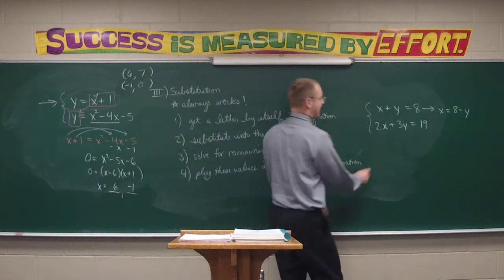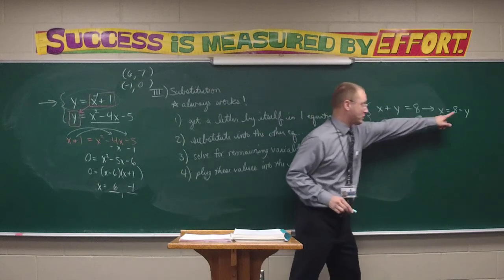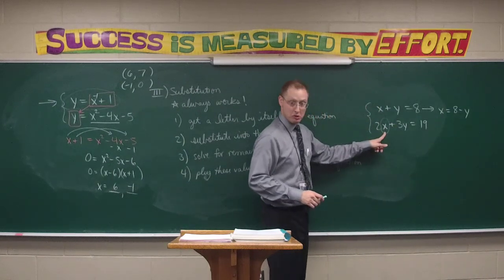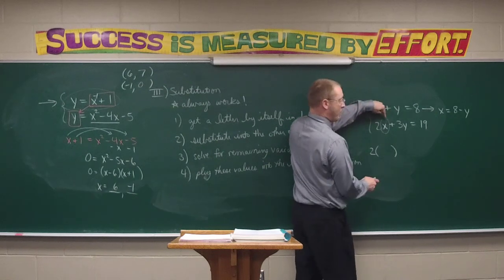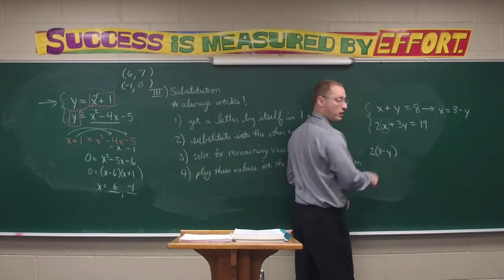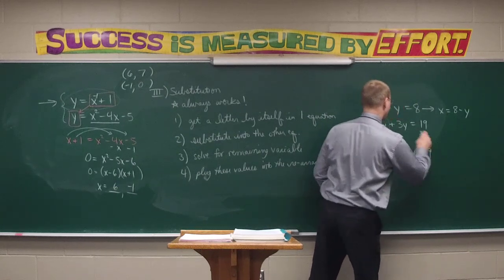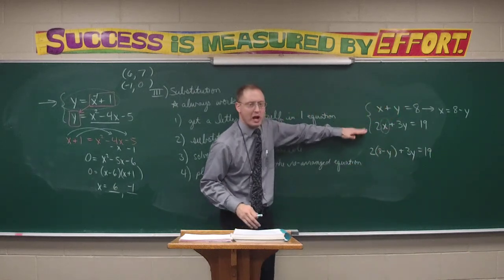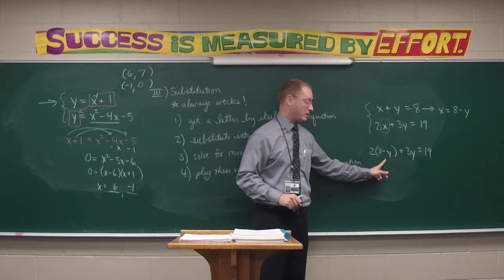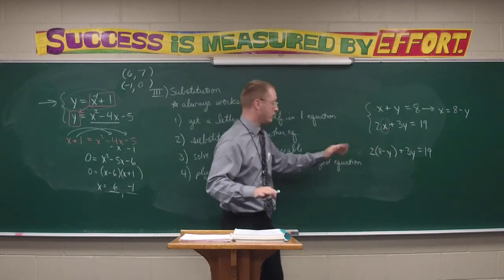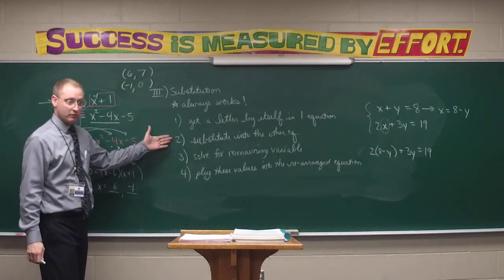So right here, class, I see an x. You know what that x is? 8 minus y. So I'm going to write 8 minus y where this x is. I'm not going to change the 2. The 2's still here. But instead of a 2x, it's a 2 times 8 minus y. This plus 3y is still here. This equal sign is still here. The 19 is still here. Nothing about the bottom equation changes except it used to say x. Now it says 8 minus y. That's all that changes. We substitute it into the other equation.